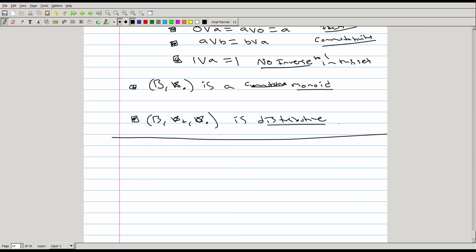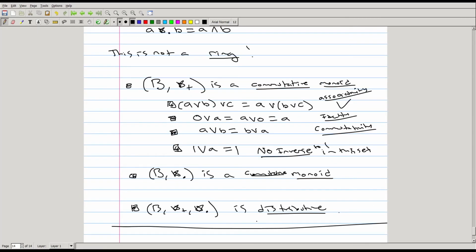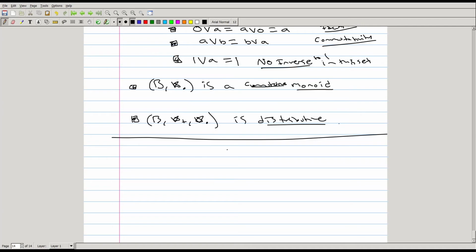Notice it satisfies all the properties of a ring except for the fact that there's no inverse with respect to the addition element. So we see that B, star plus, star dot, is a commutative semi-ring.